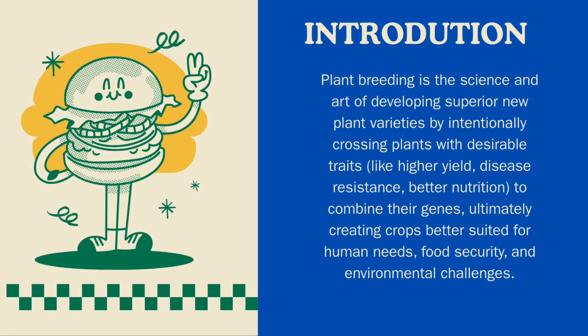Plant breeding is the science and art of developing superior new plant varieties by intentionally crossing plants with desirable traits to combine their genes, ultimately creating crops that are better suited to human needs, food security, and environmental challenges. Plant breeding is a crucial process in ensuring we have enough food for the growing global population. By combining the best traits of various plants, we can create varieties that are stronger and more productive.